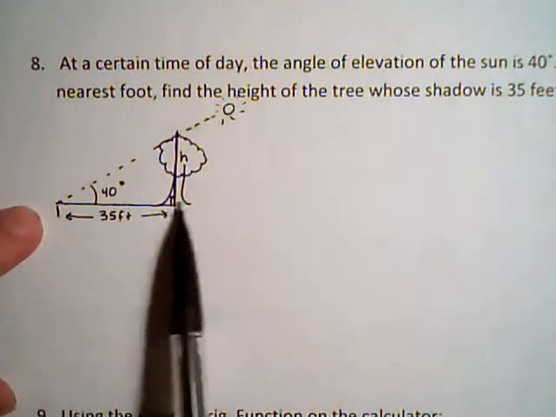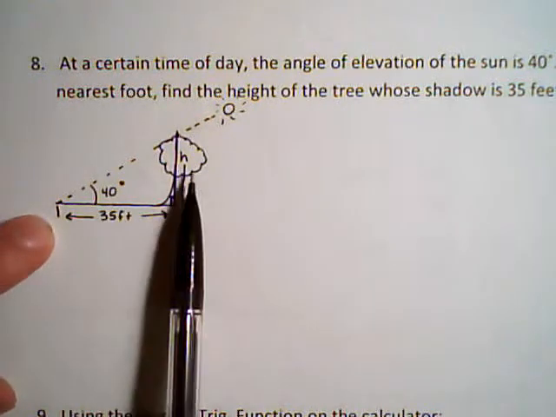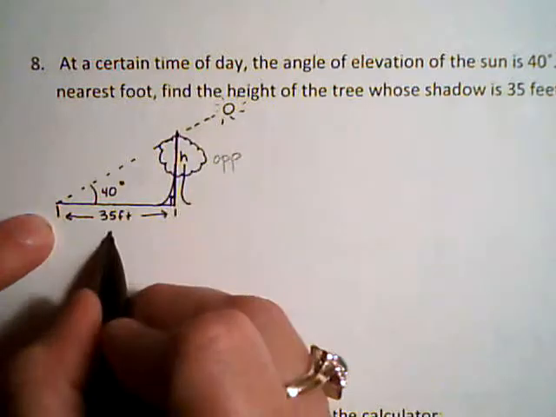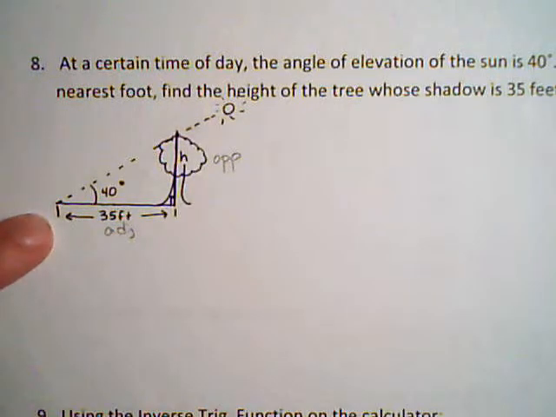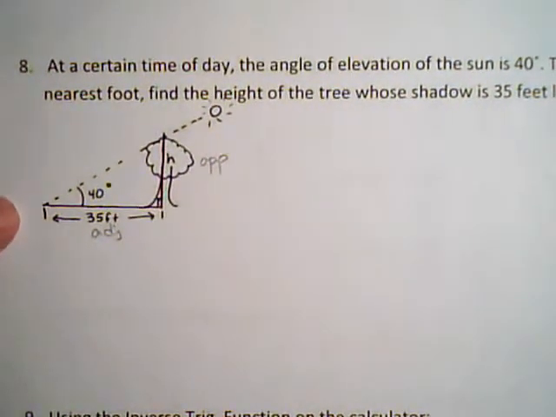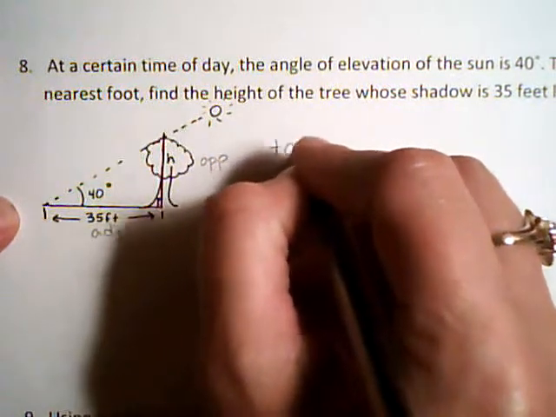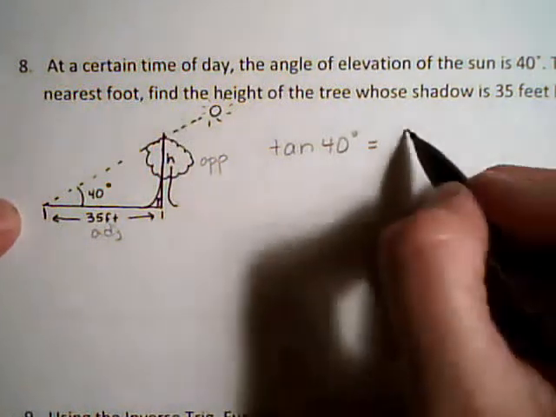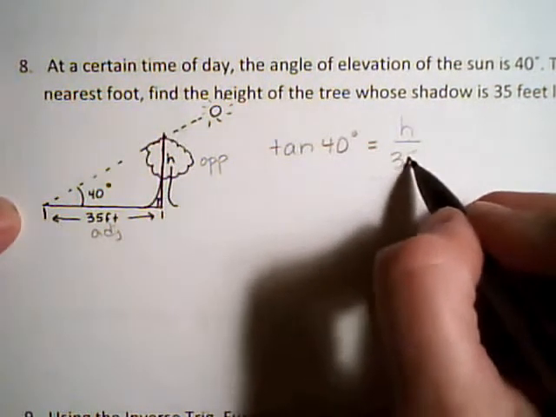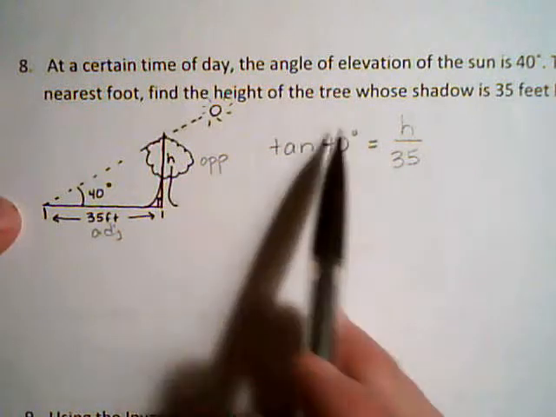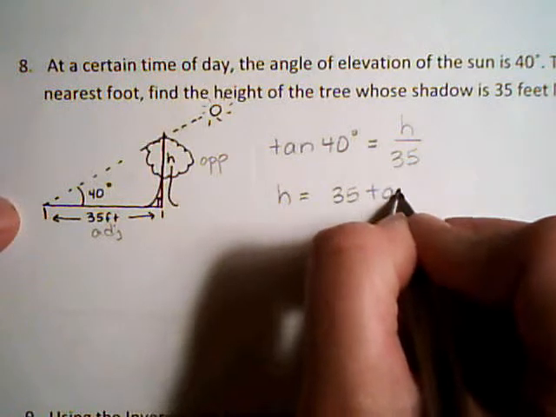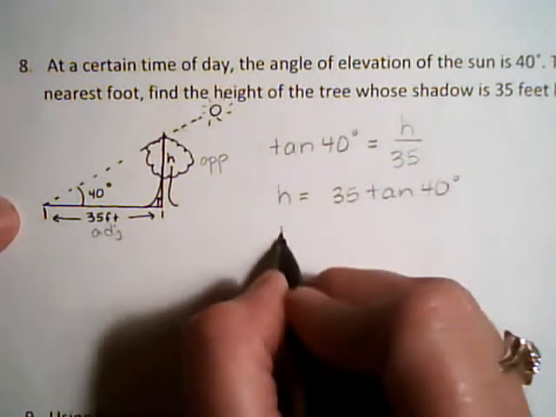So we have a right triangle here, 40-degree angle. We're trying to find the side opposite the 40-degree angle, and we're given the side that's adjacent. So opposite over adjacent means that we would use the tangent function. So I could write an equation that says the tangent of 40 degrees is equal to h over 35. So then when I cross multiply, I would get h is equal to 35 times the tangent of 40 degrees.